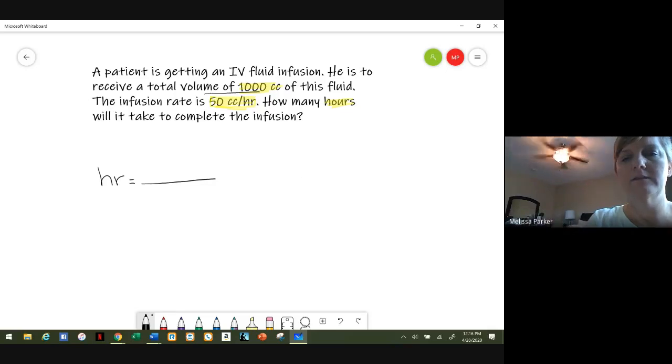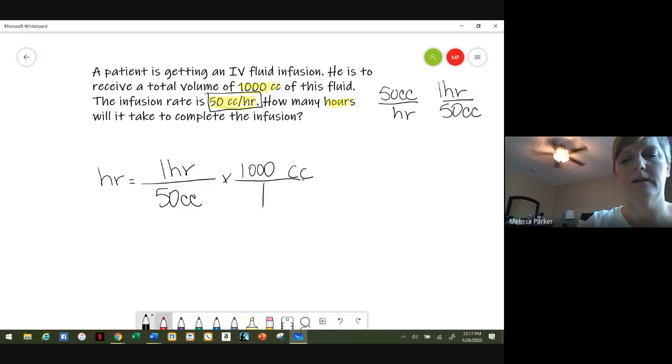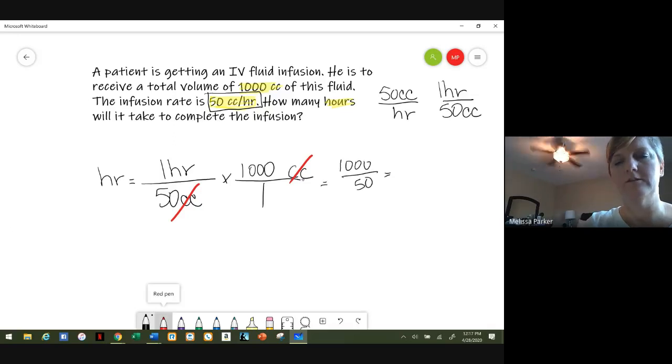Okay, so I have 50 cc's an hour, but I can't plug it in like that over here. I have to put the hour on top and the 50 cc's. So remember I was telling you, you can flip these around based on how you need to use them. So I could have 1 hour here and 50 cc's here. Now I look into my problem to see, do I have anything else that has cc's? I have here 1,000 cc's over one. And then you can cross that out. Then you end up with 1,000 over 50. And if you like to do my little zero trick, you can cancel that out. And then you end up with what? Let's see, 100 divided, I think it's 20, but I don't like to do math in my head because I'm always wrong. But it'd take 20 hours.